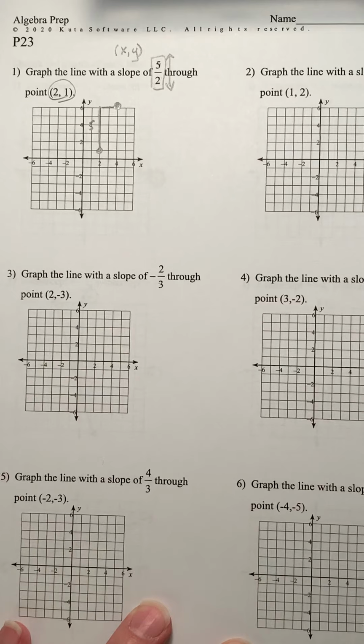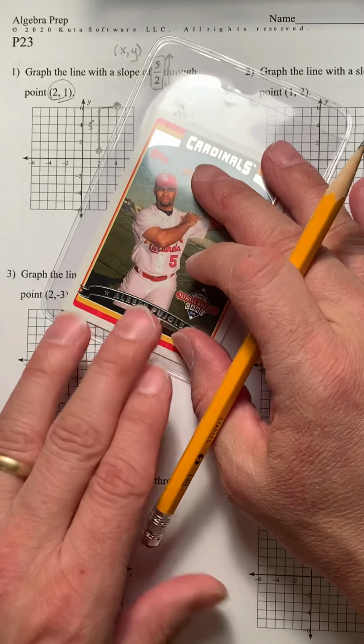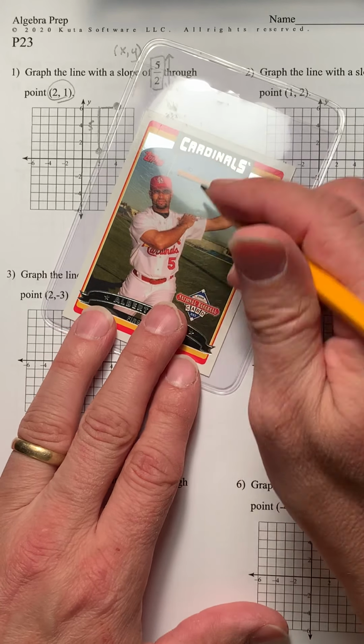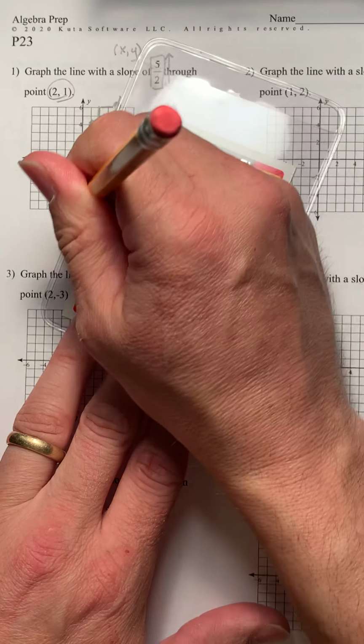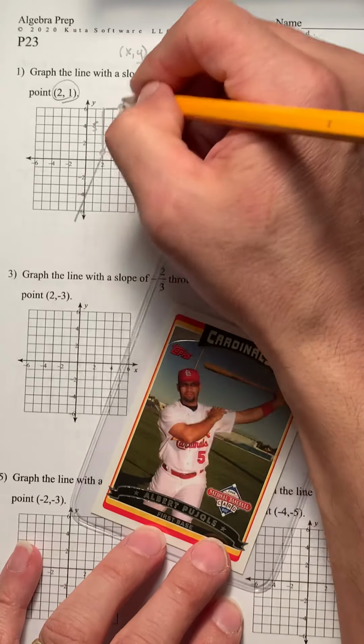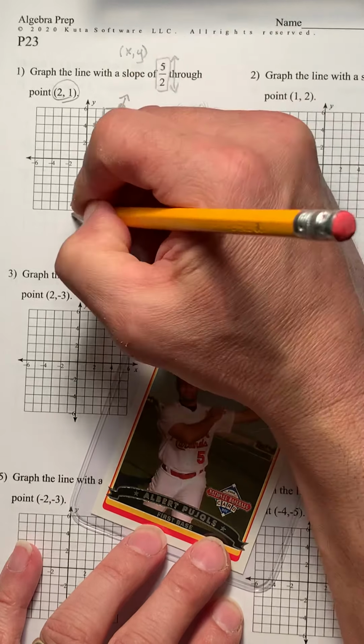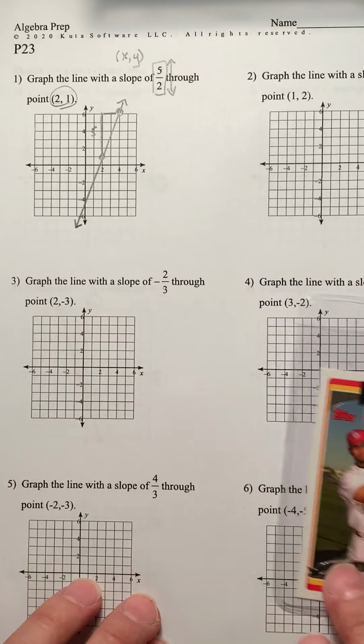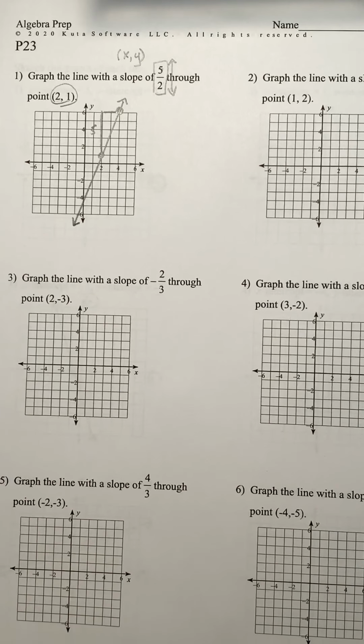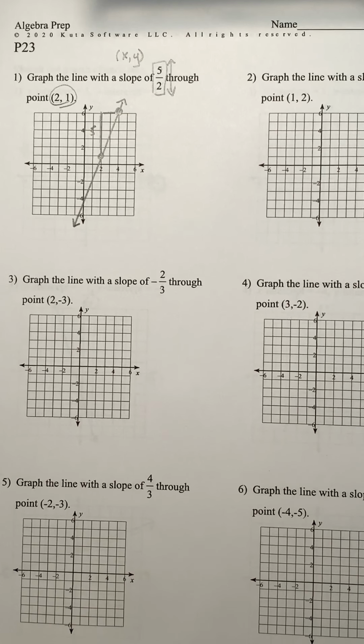I find my second point, and just like we did in the previous video, I'm going to use a baseball card in this case. You can use any straight edge, but I want to go edge to edge on the graph, arrow to arrow, and the arrows are not on the grid. That's the key. You don't want the arrows on the grid.